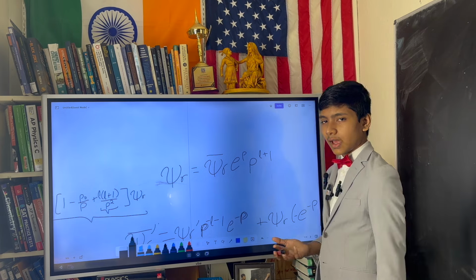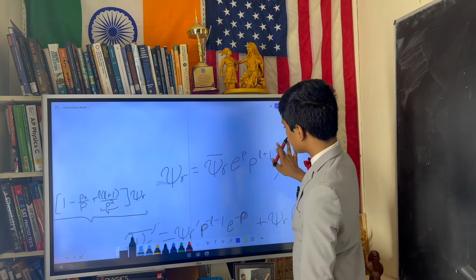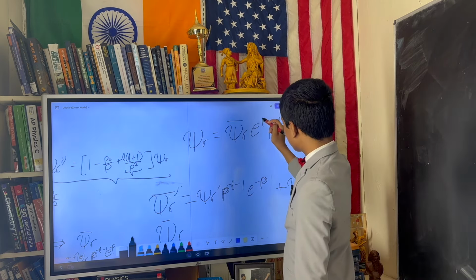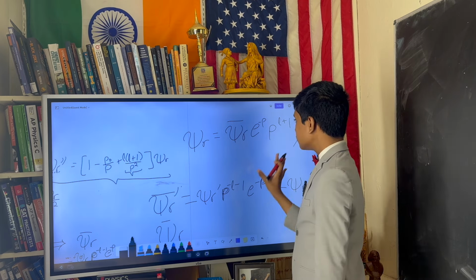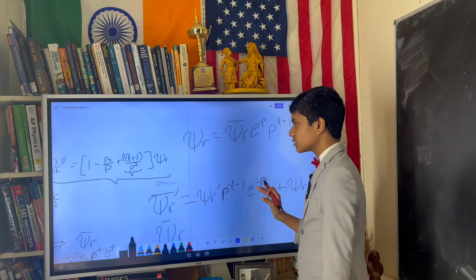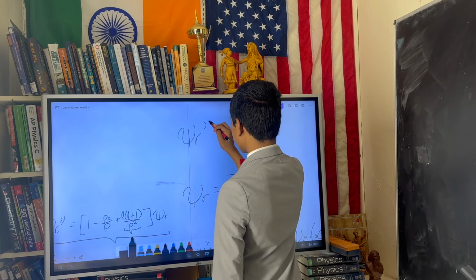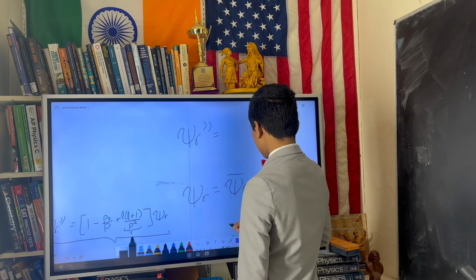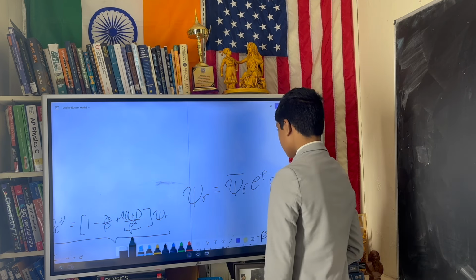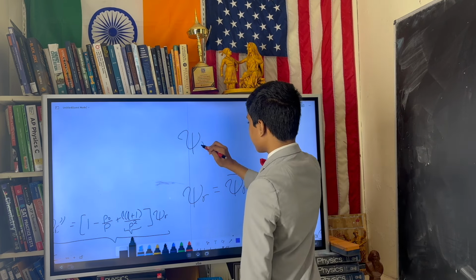So what happens when we do this? Well, we get psi r double prime is going to be equal to, no, since we're applying the product rule, we have to do this one derivative at a time.